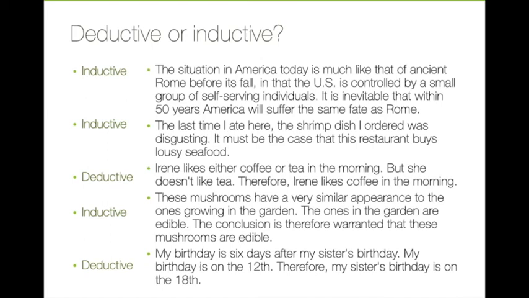And our final argument. My birthday is 6 days after my sister's birthday. My birthday is on the 12th, therefore my sister's birthday is on the 18th. Now this is a pretty simple argument. It's the simple math of it that makes it deductive, because the mathematical facts guarantee the truth of this conclusion.